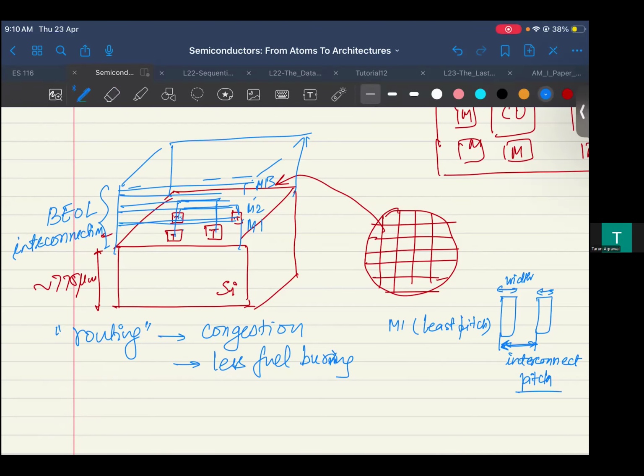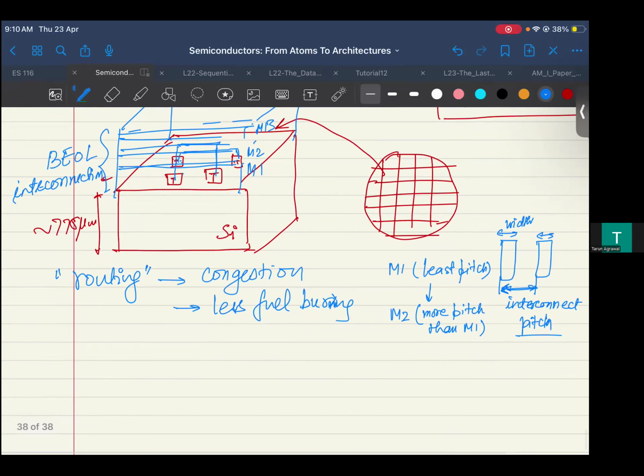But then if you see there is congestion happening, you would go to M2 and say, okay, this has more pitch than M1. The lanes are, let's say, sparser than M1. But also the width of metal lines in M2 would be more than the width of metal lines in M1, and you are doing this because you have more space. So the pitch is more, and you are more relaxed as you go above and above.